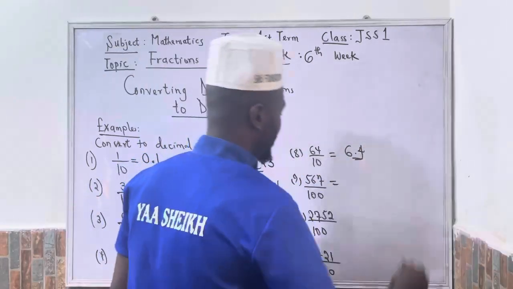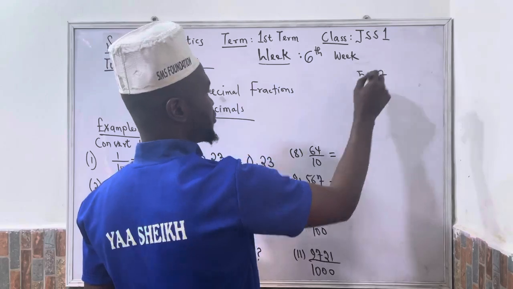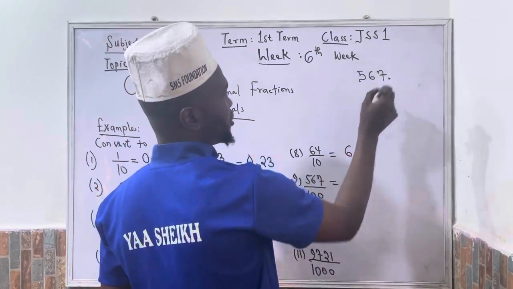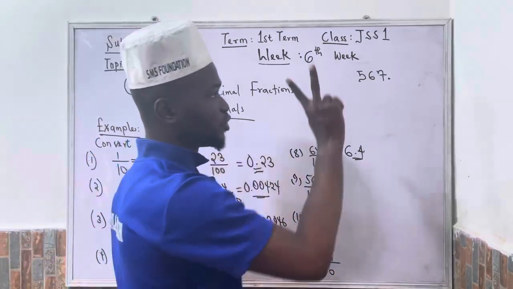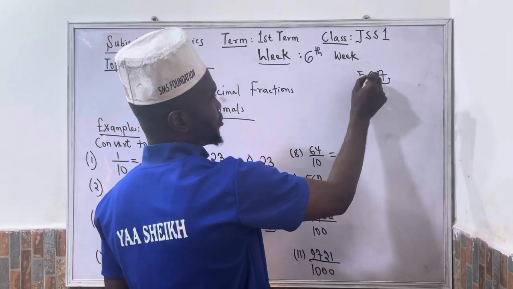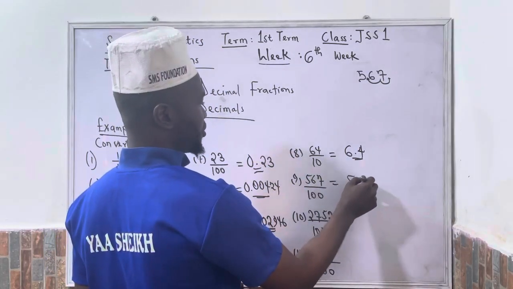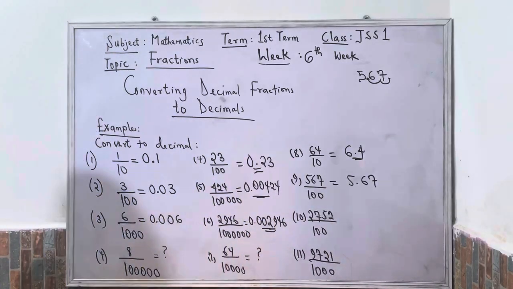Let me clean this away. So I have 567. This is divided by 100. So all I need to do is to put points at the back of the last digit. So how many zeros at the bottom? 2 zeros. Let's move twice. 1, 2. So this is 5.67. The answer is 5.67. Okay, so that is very good.